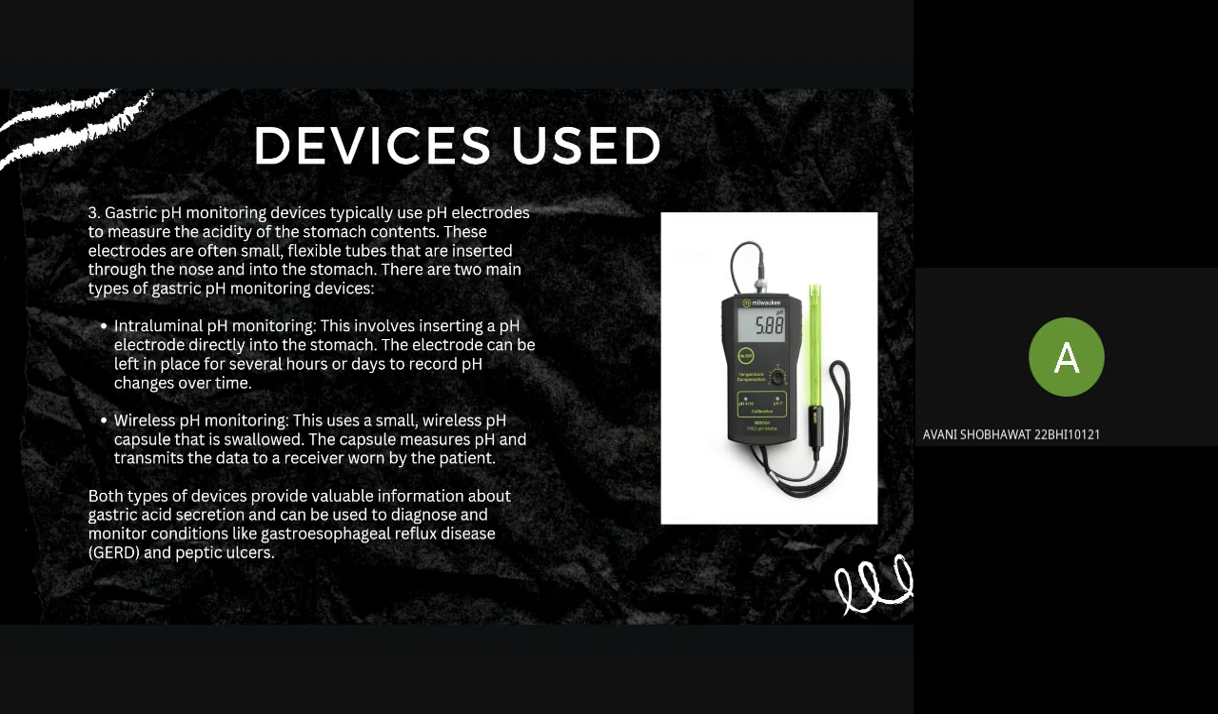First is intra-abdominal pH monitoring. This involves inserting a pH electrode directly into the stomach. The electrode can be left in place for several hours or days to record pH changes over time.